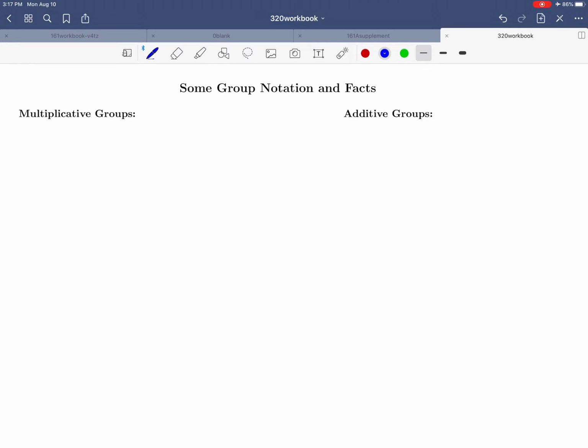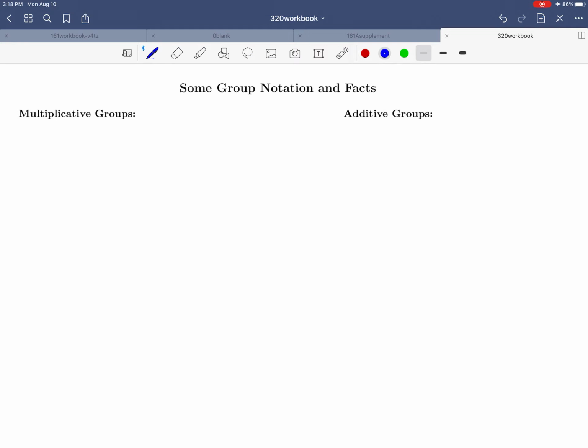We've been doing math for many, many years now, all of us. And in doing that, we have gotten used to certain notations and facts about real numbers and integers that we just use without thinking. And some of these we will continue to use when we are talking about groups for very good reasons. So let's talk about some of these.